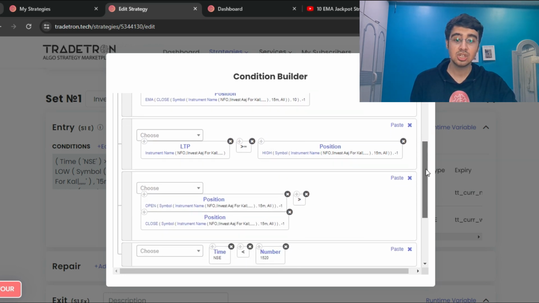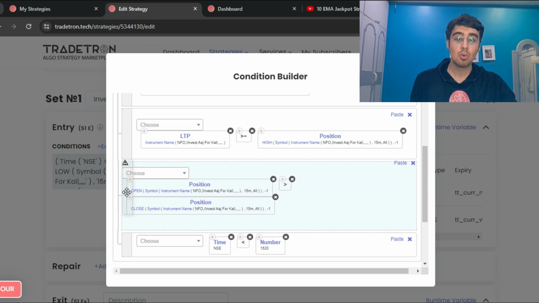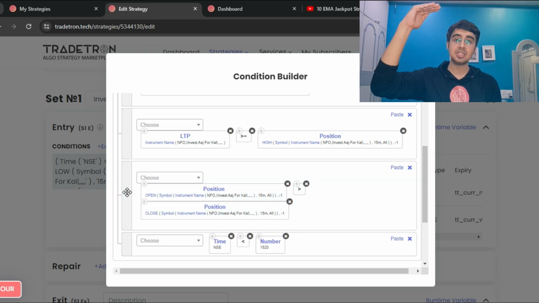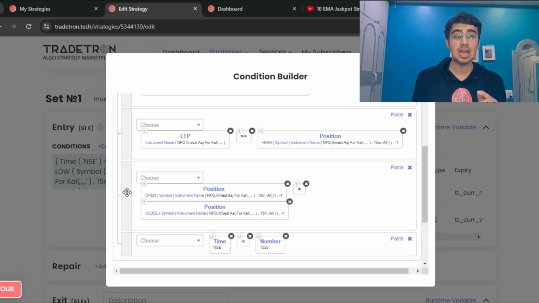Now the second condition is that open has to be more than close. So if open is here and close is here, this means it is a red candle, and all of this has to happen in the -1 candle. So in my -1 candle, if these two conditions are satisfied, and if the LTP is more than the high of that particular -1 candle, I will take the trade. Now LTP will only come when there is a fresh candle, which is a running, non-closed candle.